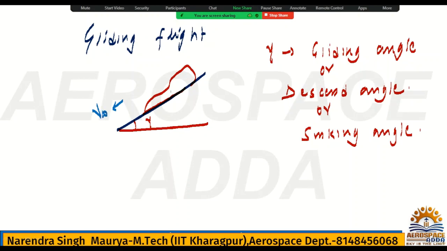Definitely perpendicular to this, we have a lift force. This is the lift force. Perpendicular downward, this is the weight. Just opposite to the motion, we have a drag force, and opposite to drag we have a propelling force which is called thrust. So these are the forces.